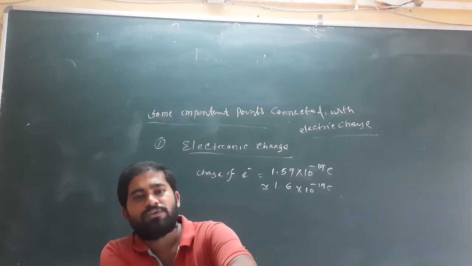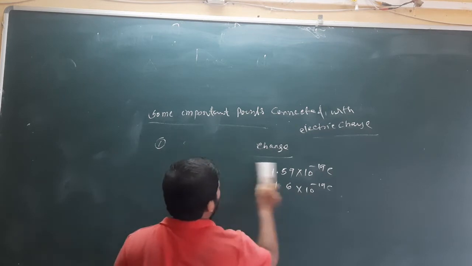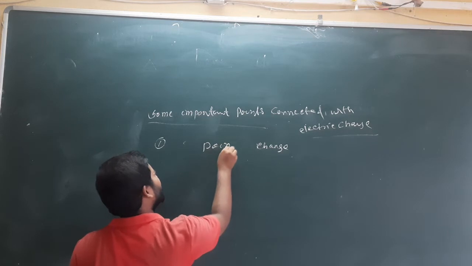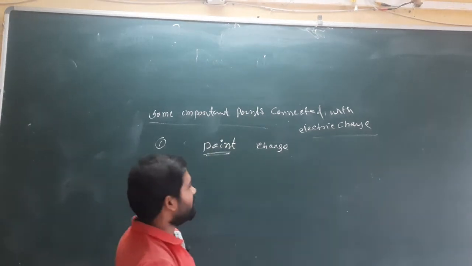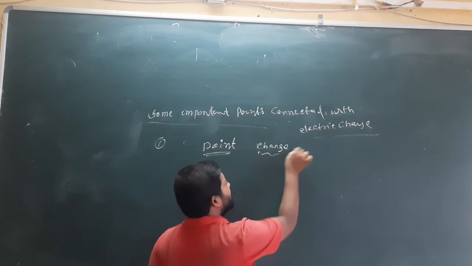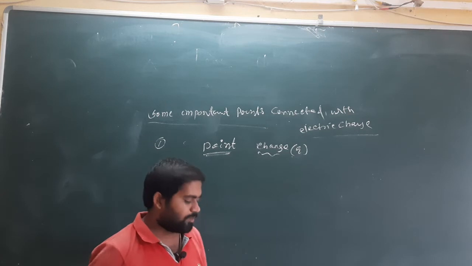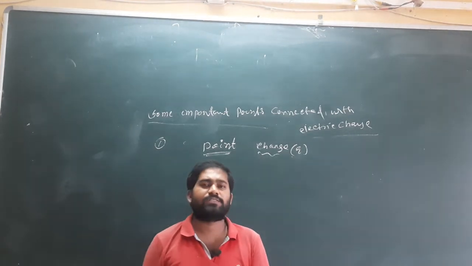Second, what is a point charge? After electronic charge, we have another concept, the point charge. What is a point charge? Generally we represent a point charge as Q.